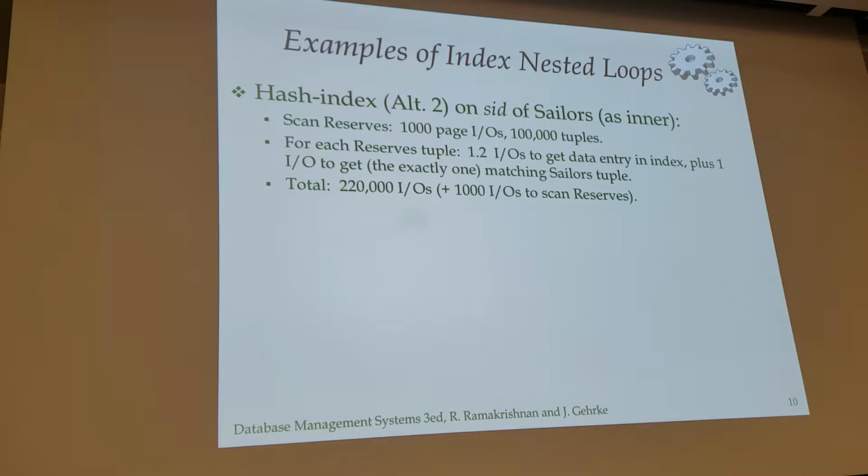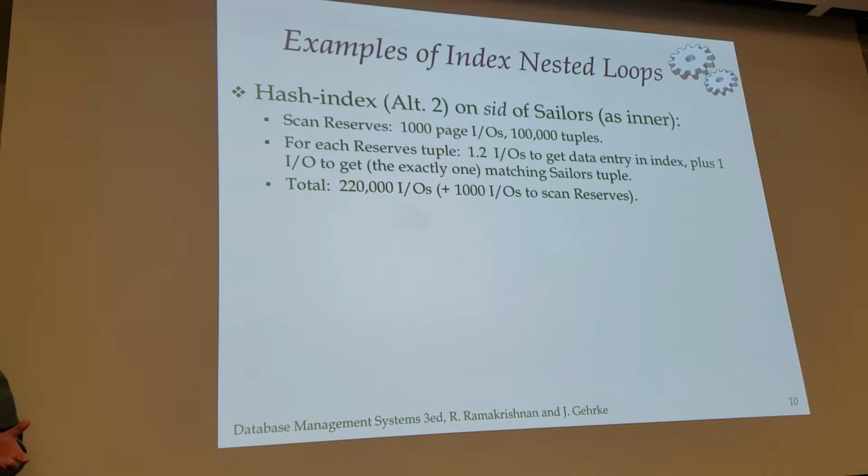Then for each reserve tuple, you need to be able to get the corresponding sailor. So it's gonna be 1.2 IOs to get the data entry for the corresponding sailor. I probably should add a word emphasizing: we're gonna have to get the matching sailor. So we have our hands around the neck of a reserve tuple, you wanna get the corresponding sailor. 1.2 IOs to be able to use the hash index if things aren't in memory. And then there's exactly one, or zero if we don't have referential integrity. There's exactly one sailor tuple.